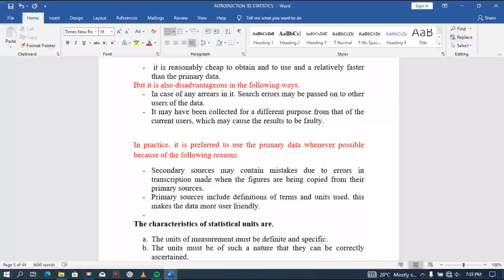Two, primary sources include definitions of terms and units used. So this makes the data more user-friendly. When you're collecting data from primary sources, you get to know and understand each and every term, each and every variable, each and everything that you meet in your data collected, and define them. If you define all the terms used and the units of measurement used in your primary data, then it will be very user-friendly to the people you intend to report to after the research.